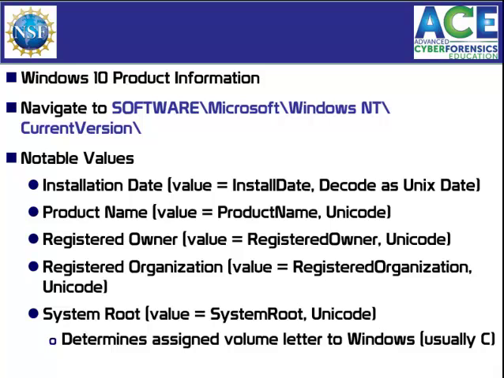Also overlooked sometimes is the registered owner and registered organization, both stored in Unicode. This is a very important area to examine because the value that's in here, especially when you're trying to tie it to a specific user or an organization, is certainly relevant to any jury or any type of judiciary that's evaluating the evidence at hand.